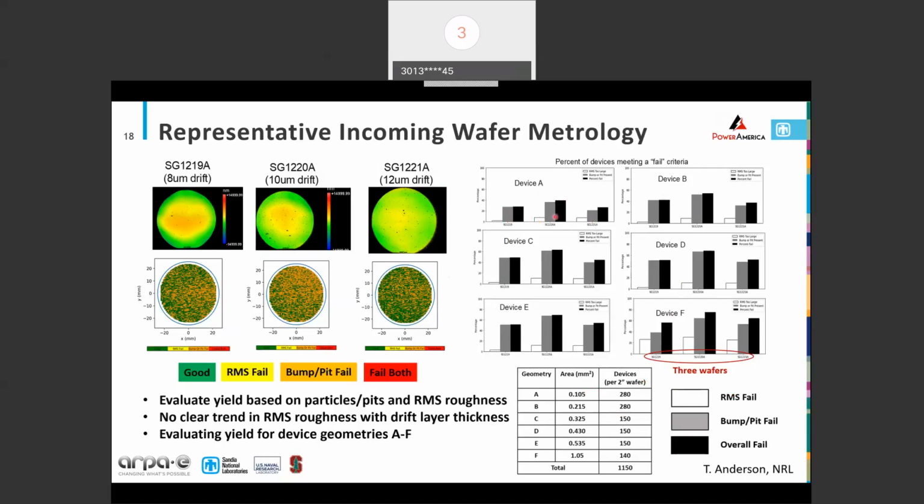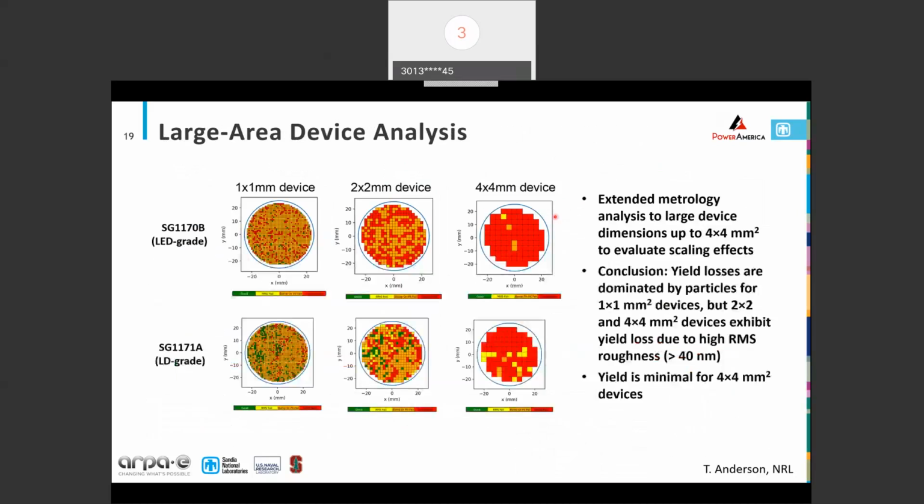And of course, larger area is tougher to get yield, right? That's shown on this slide. We're not making devices this large, at least yet, but we can try to extrapolate what we might expect based just on this analysis of the incoming wafers.